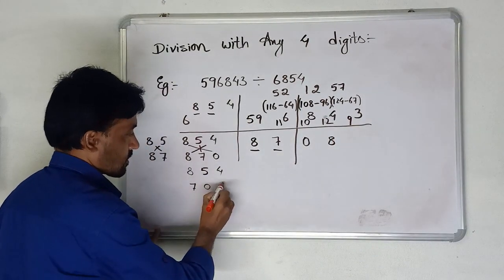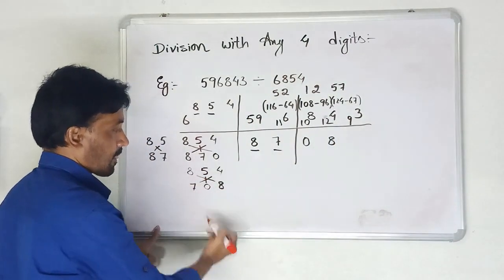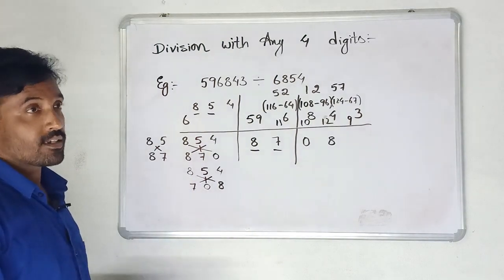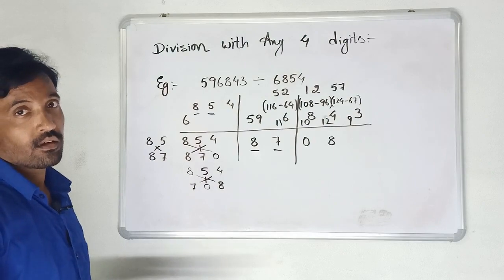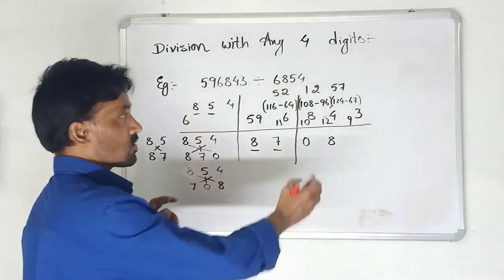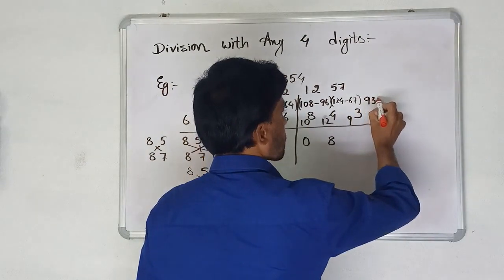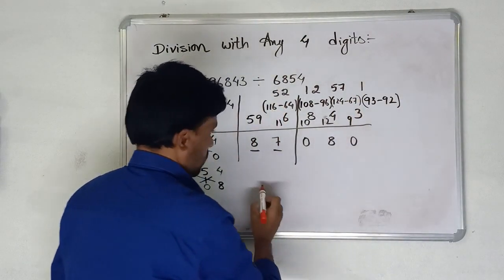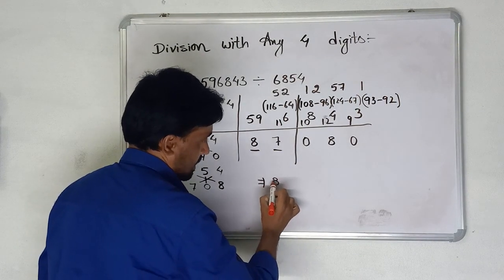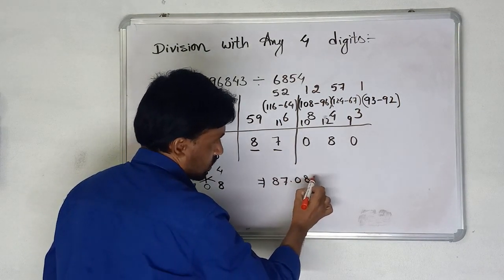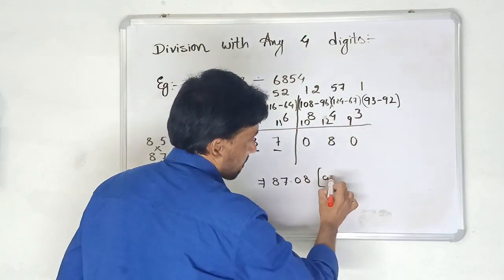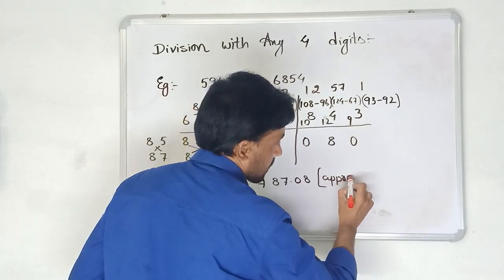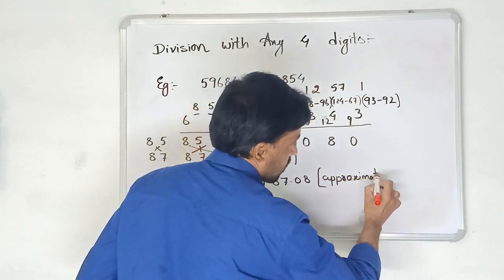Here I have taken it like this. Do cross multiplication: 8 times 8 is 64 and 4 times 7 is 28. 64 plus 28 is 92 now. So it is to be subtracted from 93. Yes. So 1, then 0. So this is taken as 87.08 approximately. So these are only approximate values.